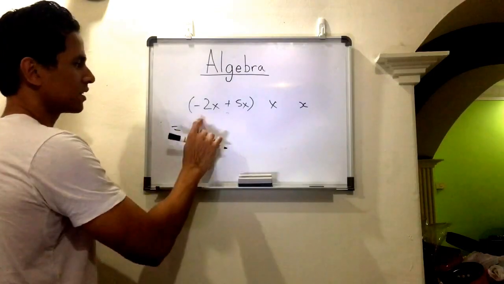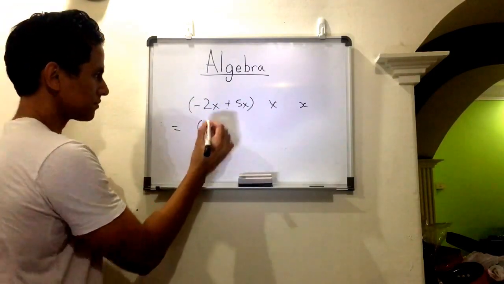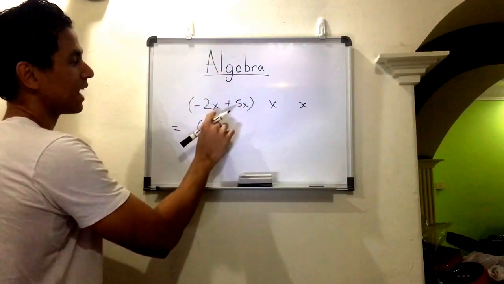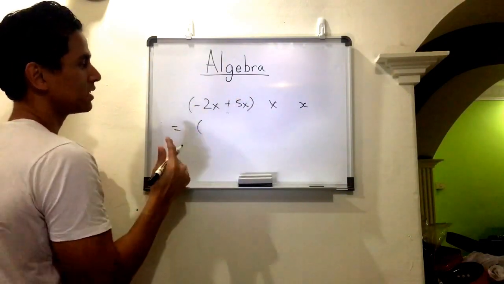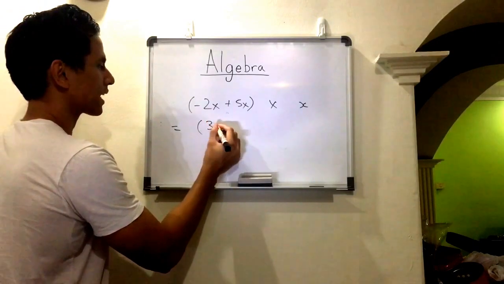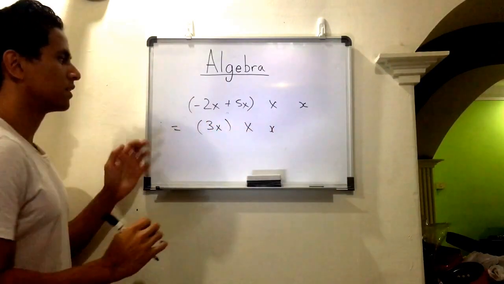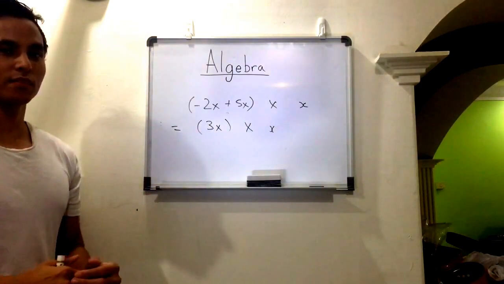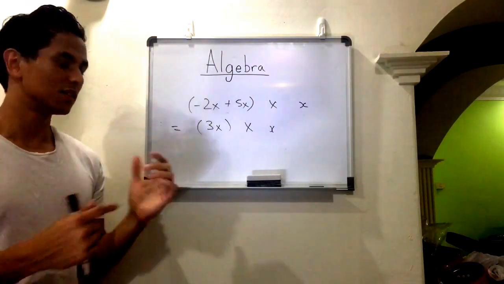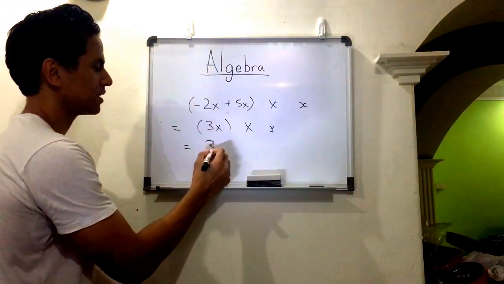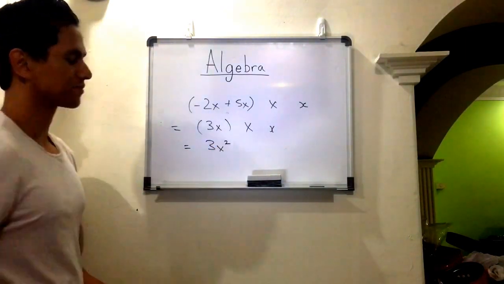So this will just give us minus 2x plus 5x. They are at the same power. They are the same term. We can join them together. This would give us 3x times x. So 3x times x. Recall earlier? x times x gives us x squared. So therefore, this will just simply be 3x squared.